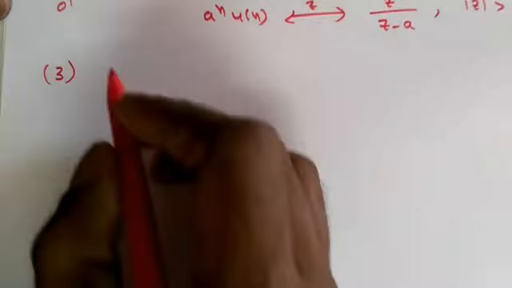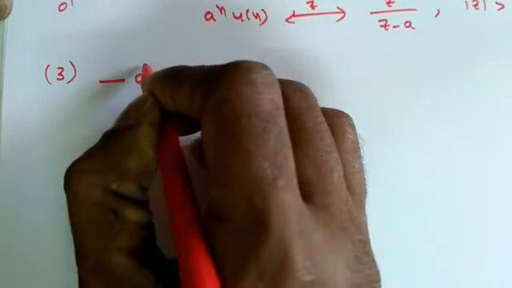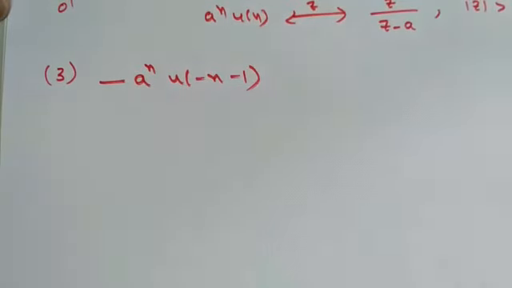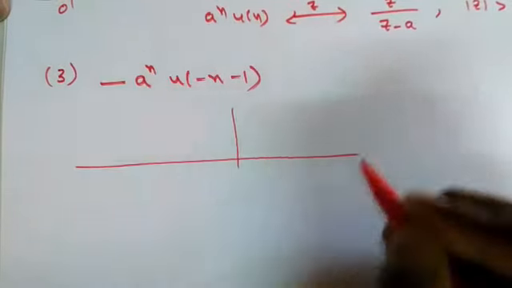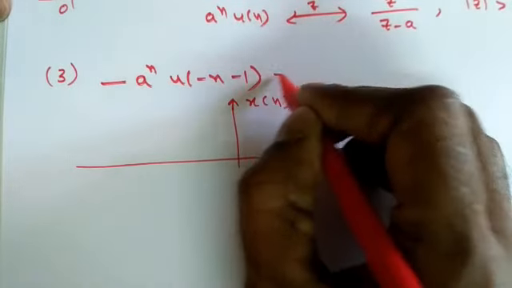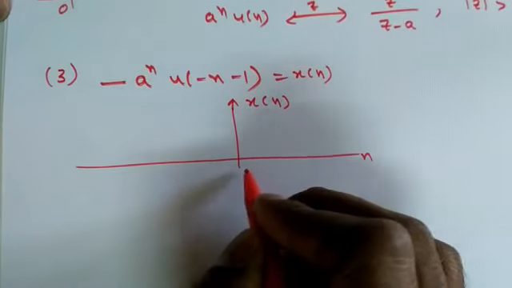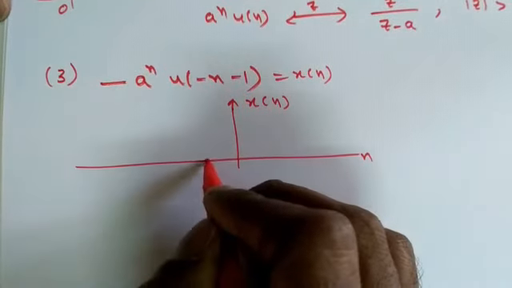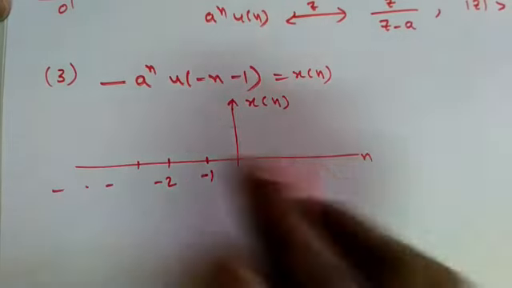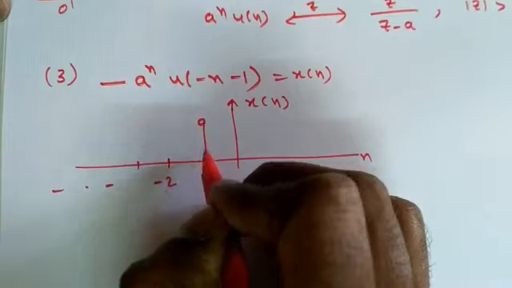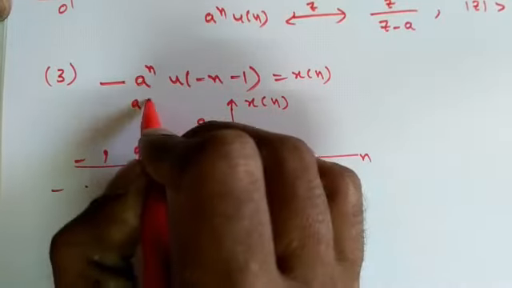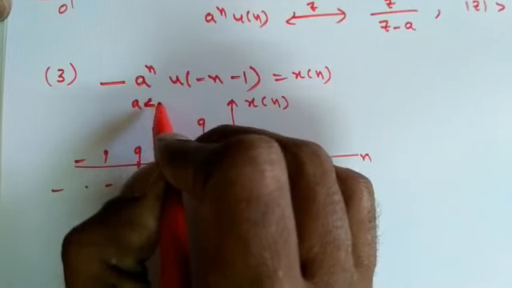Anyway, we'll see one more example: minus a power n u of minus n minus 1. This is one more signal, and this is a left sided signal, right? If I assume this is x of n, it will start from minus 1, minus 2 and so on. Now depending on a, it will be either an increasing or a decreasing function. First we will always assume a is less than 1.